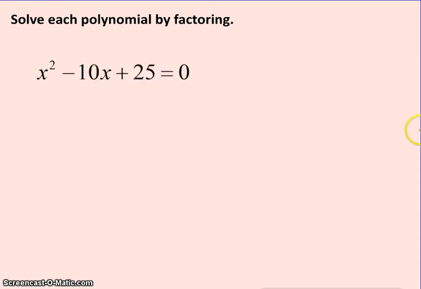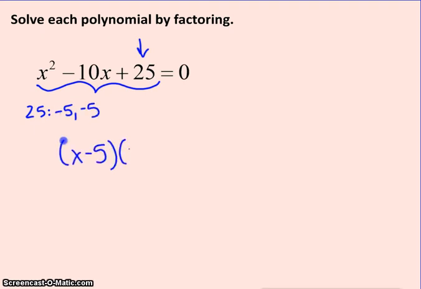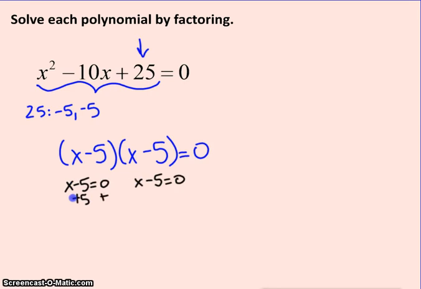All right, next one. We know that this needs to be set equal to 0. Because it already is, let's just factor the quadratic. So x squared minus 10x plus 25. What two numbers multiply to 25, but will add to negative 10? I see negative 5 and negative 5. So x minus 5 equals 0. Set each factor equal to 0. Solve for x.